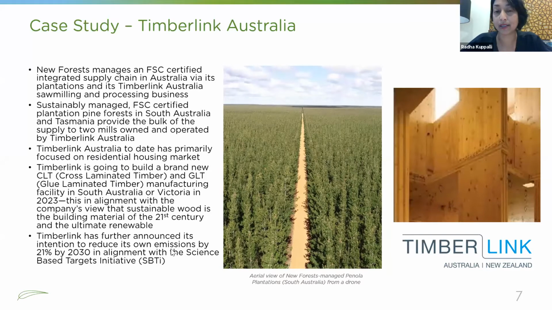And so this has been a company that's been pretty much focused on the domestic housing market here in Australia, but is now seeing the opportunity to move into mass timber and is now in the process of building new CLT and GLT manufacturing facilities in South Australia and Victoria over the next couple of years. Further to that, the business itself is also on its path to going carbon neutral and also has taken on significant emission reduction targets between now and 2030.